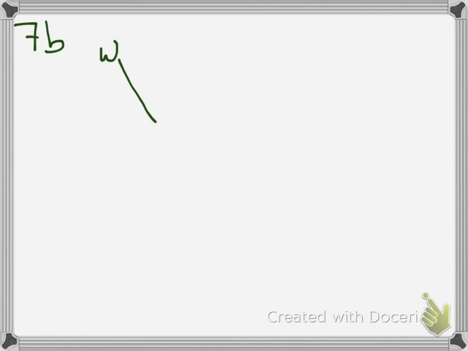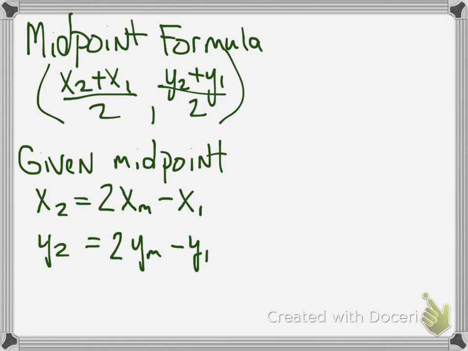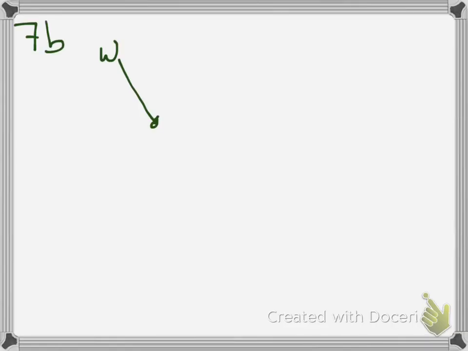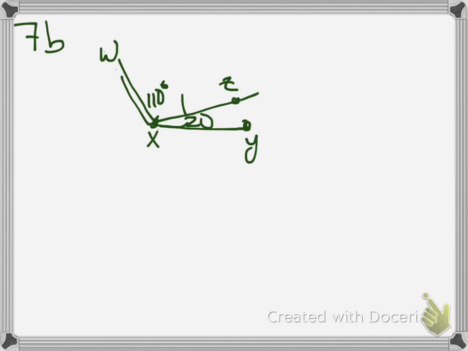The one that says Z is the interior of WXY. The measurement of WXZ is 110. ZXY is 20. What is WXY? Okay, here's W, here's X, and here's Y. Z is somewhere in between that. And they say that WXZ is 110. ZXY is 20. So what is WXY? Well, just add the 2, and then you would get 130 degrees.